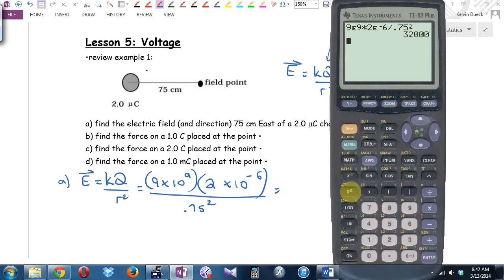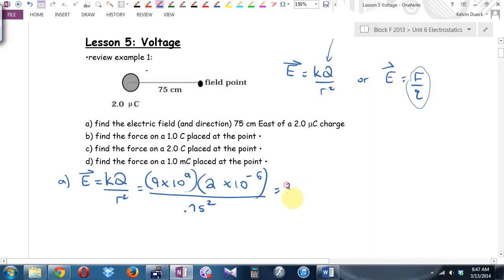You get 32,000? Units for electric field, what was it? It's derivable right from there. Newtons per coulomb.